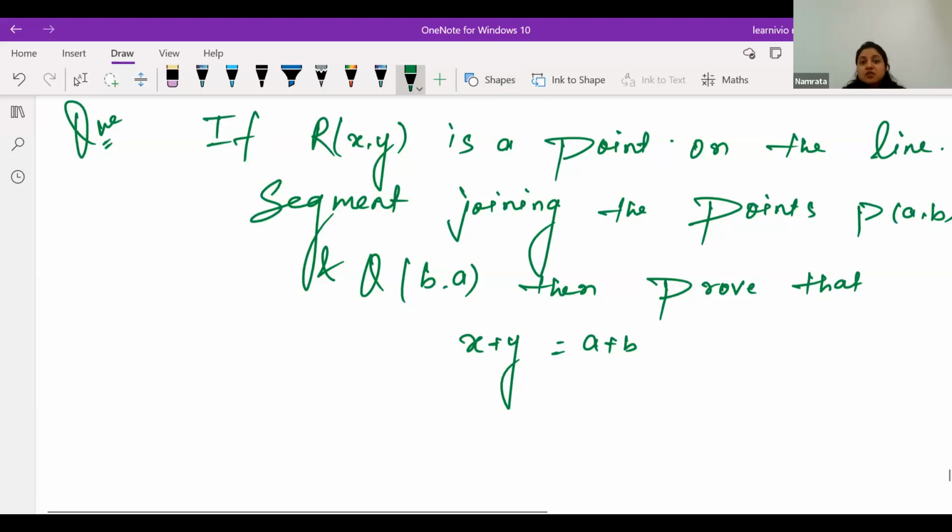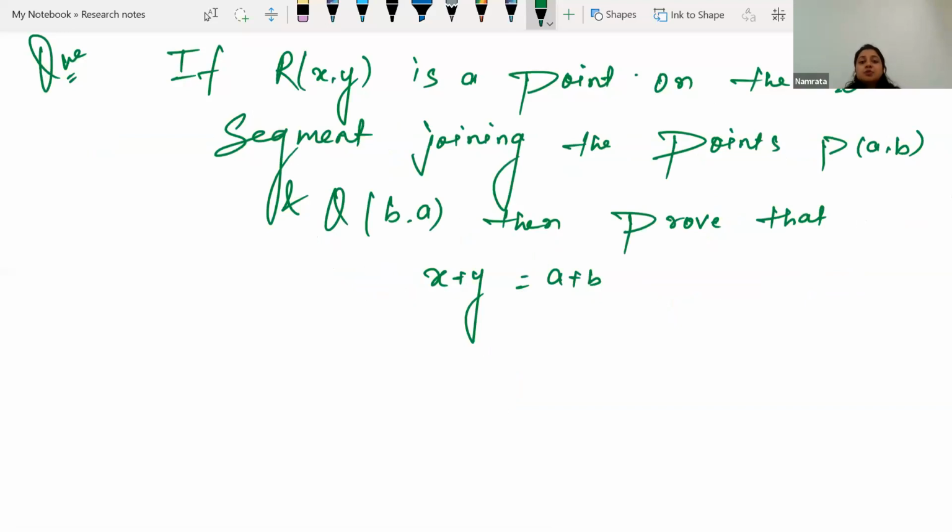What can be done over here? If R is a point on the line segment joining the point (a, b) and this, then prove that x plus y is equal to a plus b. Any idea what to do over here?